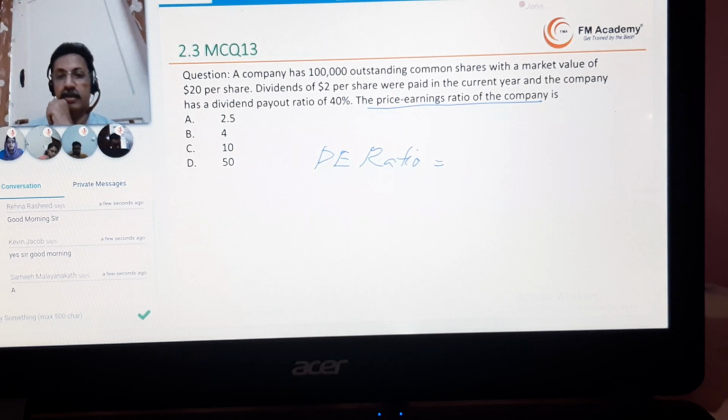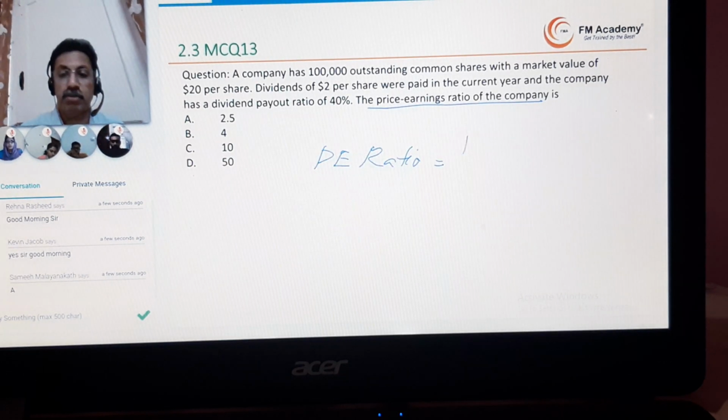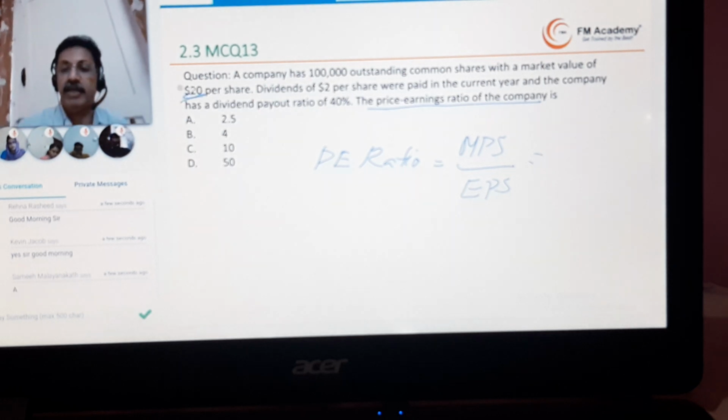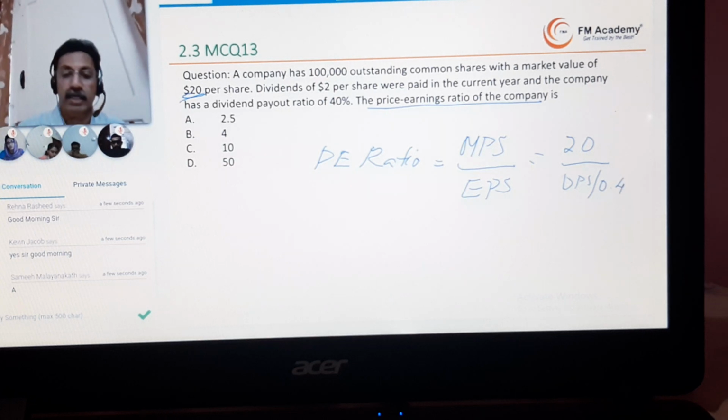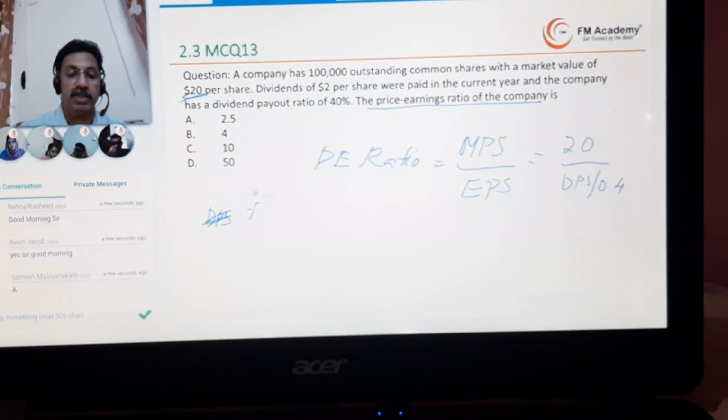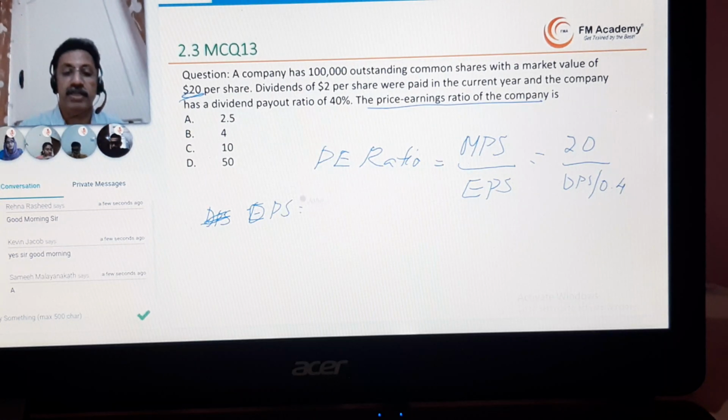But let me tell you, P/E ratio is market price per share, that is the price divided by earnings per share. Market price per share is given directly, $20. Earnings per share is nothing but dividend per share divided by 0.4, because dividend per share is given as 40% of earnings per share, right?